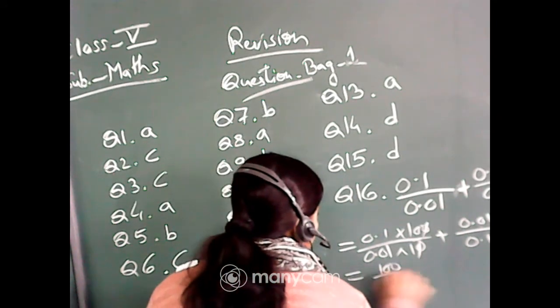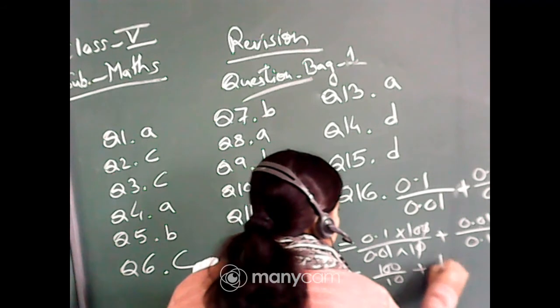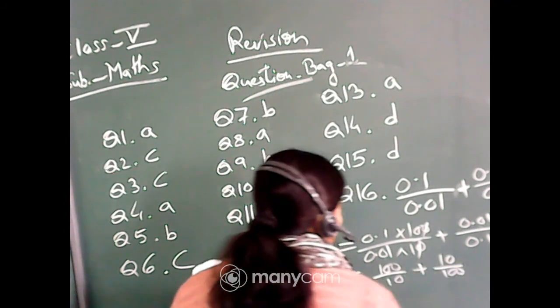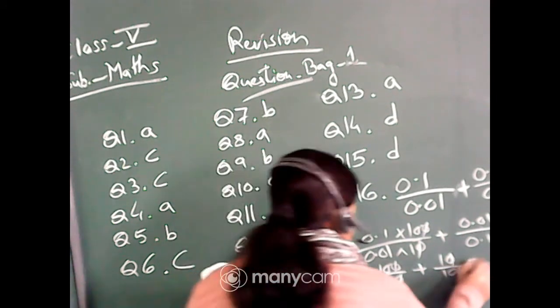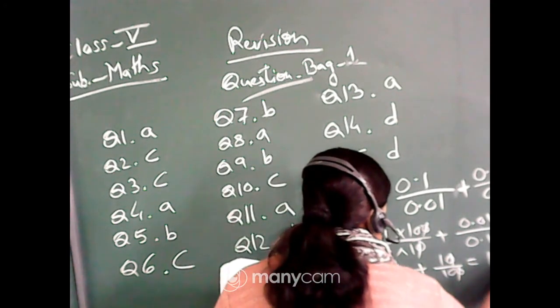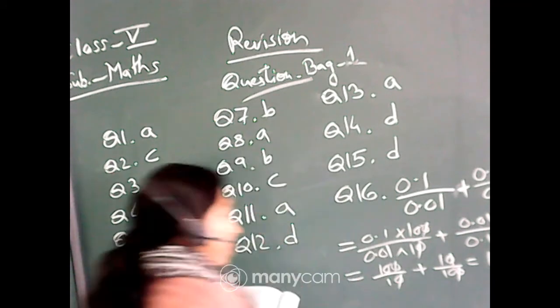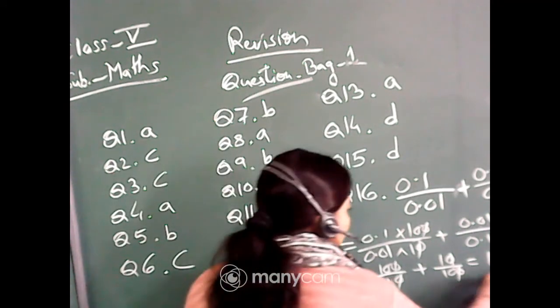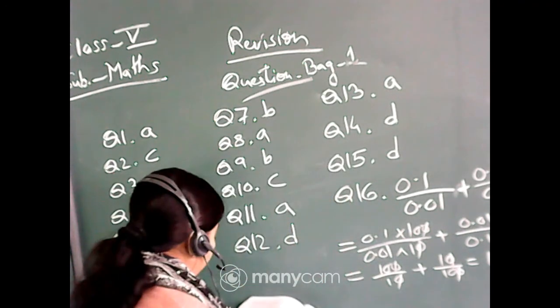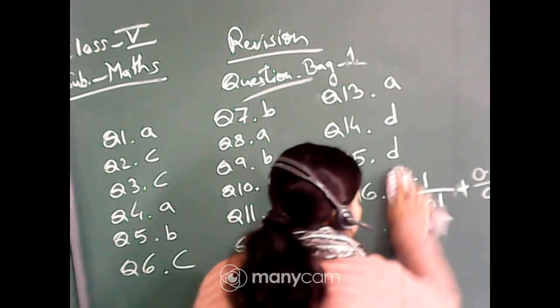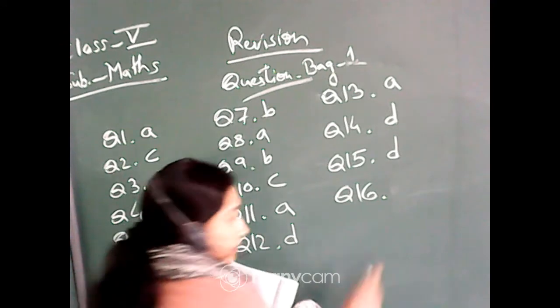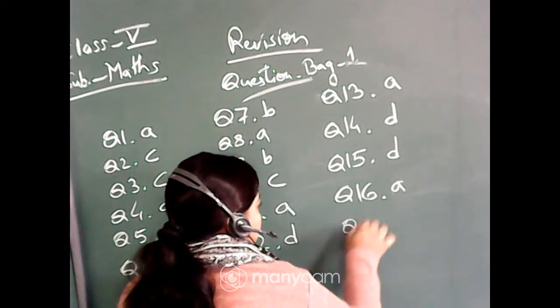This will be 100 by 10 plus 10 by 100 after removing the points. 0 0 cancel, 0 0 cancel. That means 10 whole plus 1 by 10. 10 whole plus 1 by 10 means 10.1. That is option number A. So for 16, the answer will be option number A.